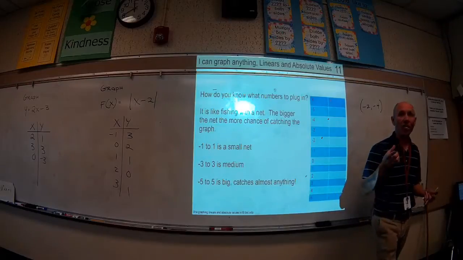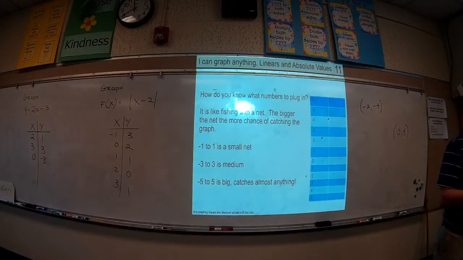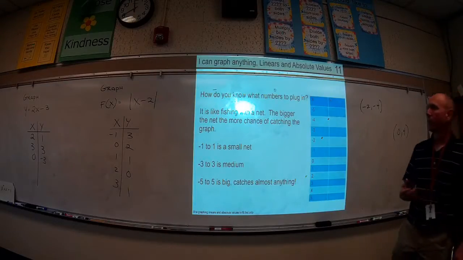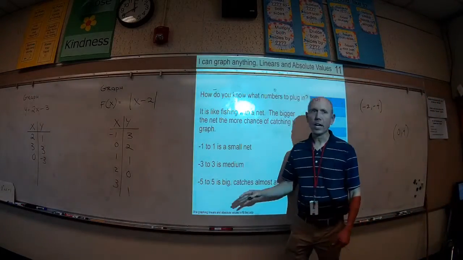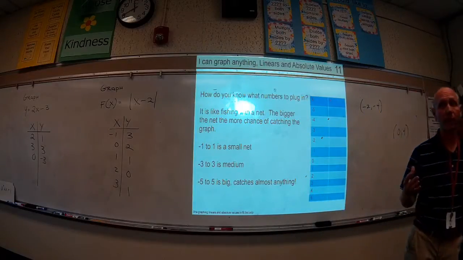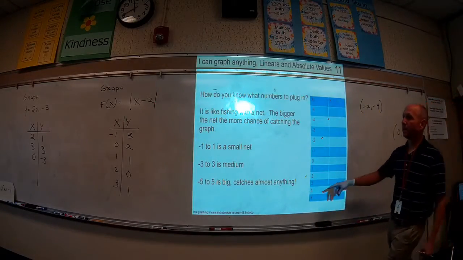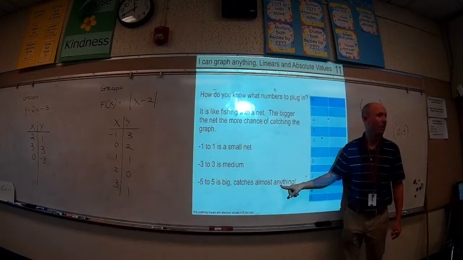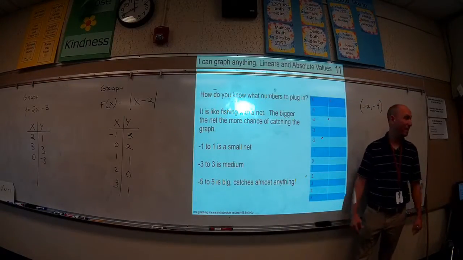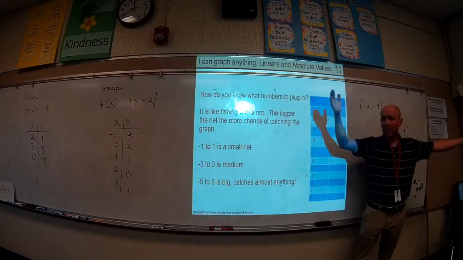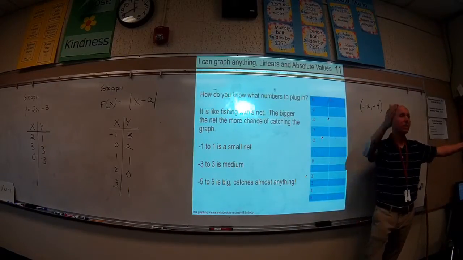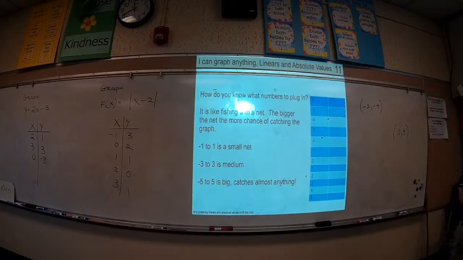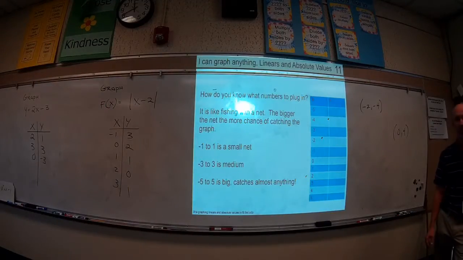-1 to 1. That will catch every linear function. Linears are things that just have an x in them, like y equals 2x plus 1. The first thing we did was a linear. -3 to 3, that'll catch other things. We're going to be going fishing for a lot of different things in the next couple days. -5 to 5 is really big and catches almost everything. -10 to 10. If you put in -10, -9, -8, -7, and went all the way to 10, you would catch almost every shape that we're going to be doing in this class.